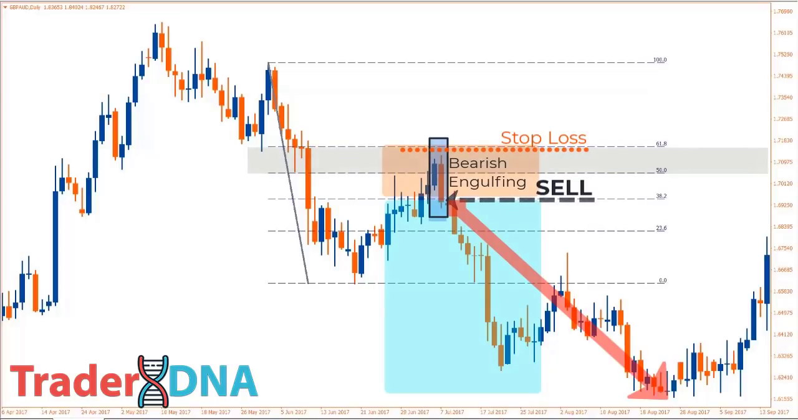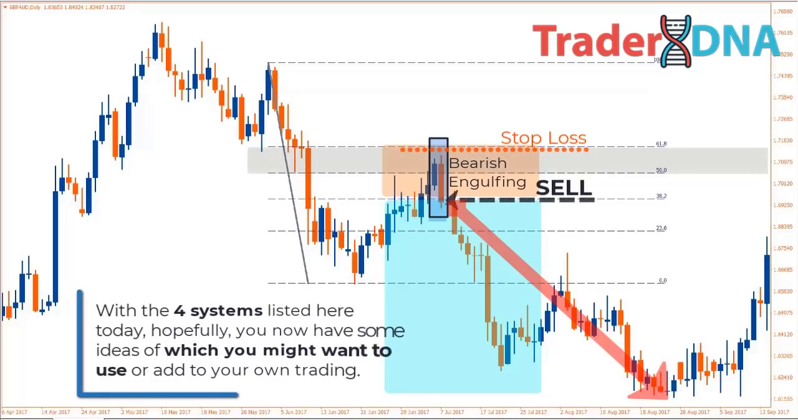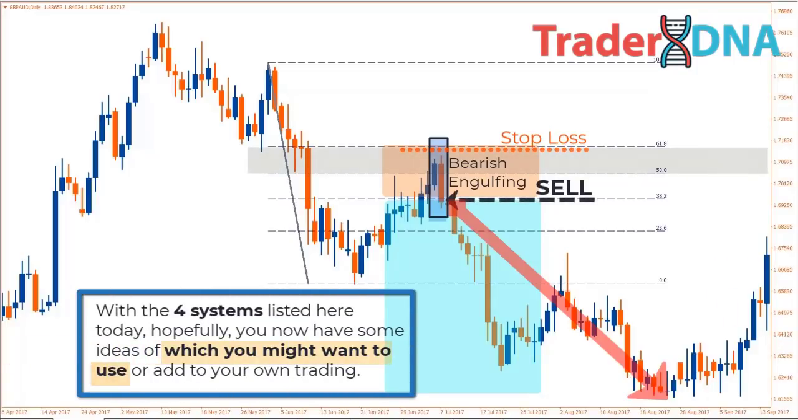Picking a good trading system is one of the keys to successful trading. With the 4 systems listed here today, hopefully, you now have some ideas of which you might want to use or add to your own trading. Remember, give each system a whirl on a demo account before using it.